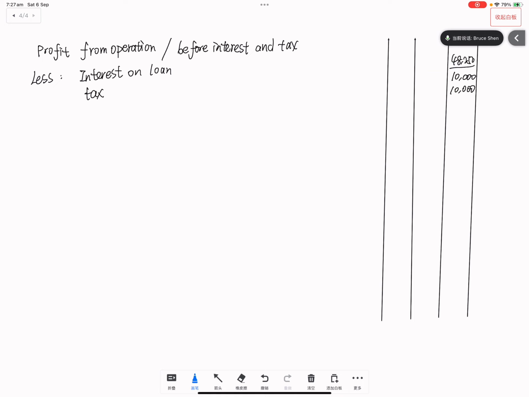So we can have 28,250. And now, correct, it is profit. Oh, what is this? Profit for the year. So we get this figure. But if this figure is negative, we simply call it loss for the year. So now we have completed income statements, and how to complete it, how to prepare it.